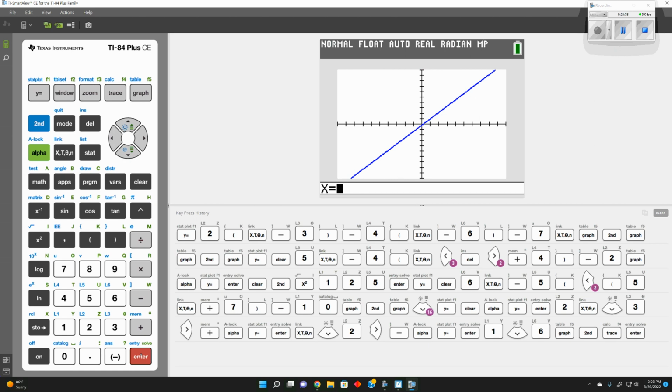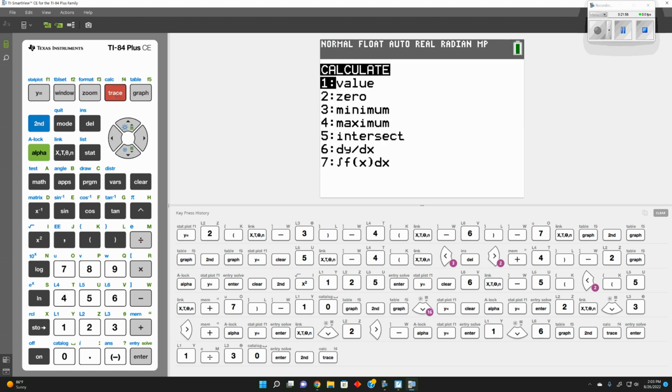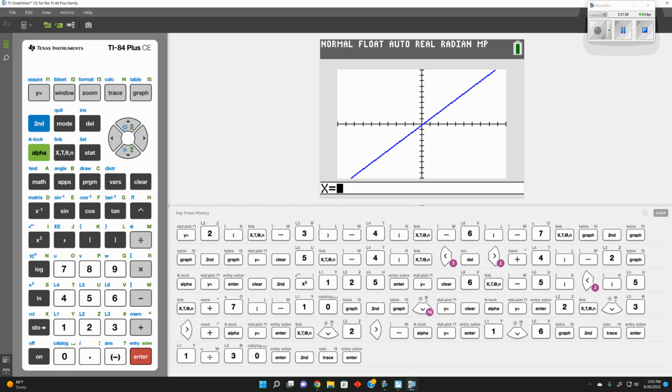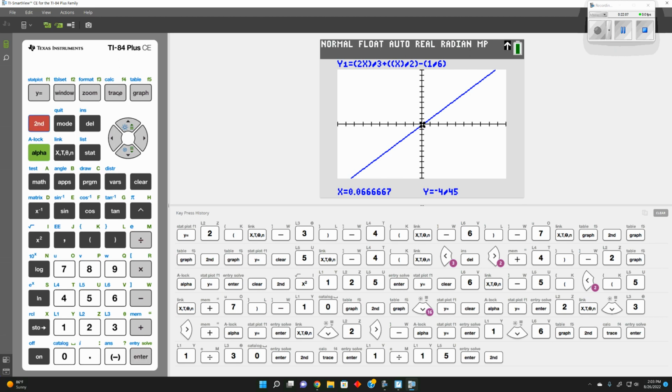Which one looks like it might work? 1/30th, yes? 1 divided by 30. We could do the alpha y equals enter, or we can just say 1 divided by 30. Hit enter. Do we get a y value of 0? No. Okay, so I can go second calc value. Give me another one. 1 divided by 15. Enter. Is that 0? No. Second calc, enter, 1 divided by... enter. Is that 0? So what's the answer? That's it.